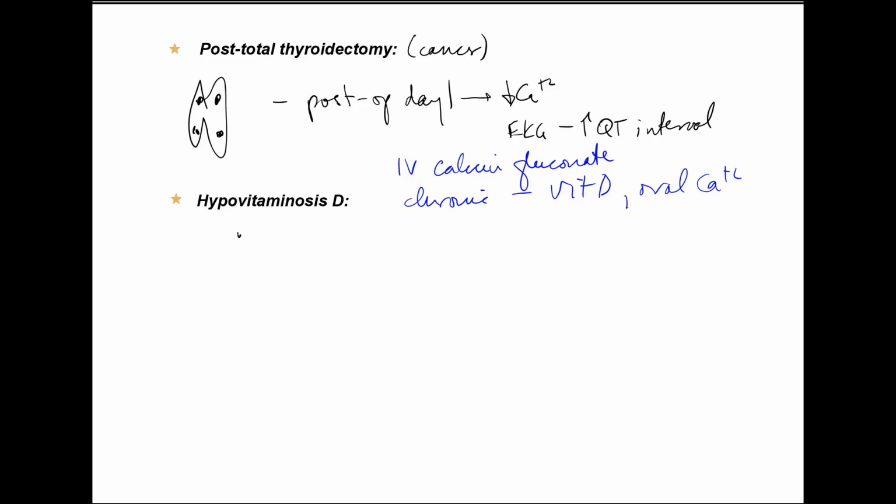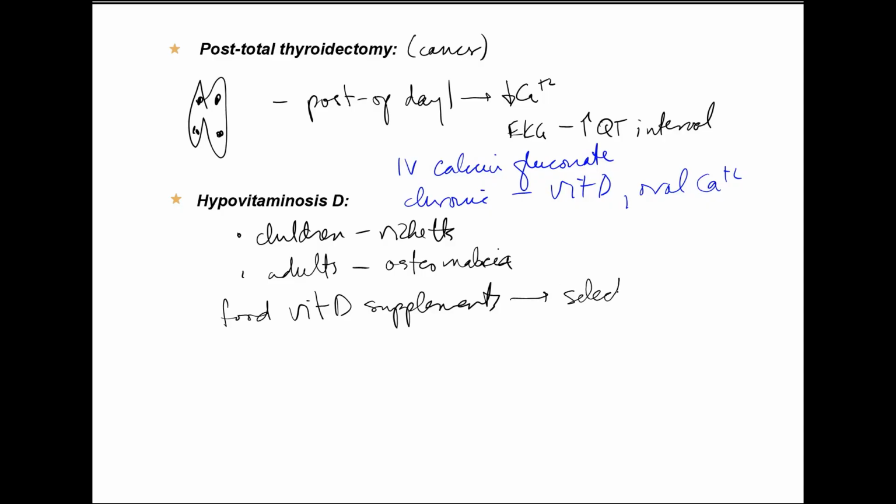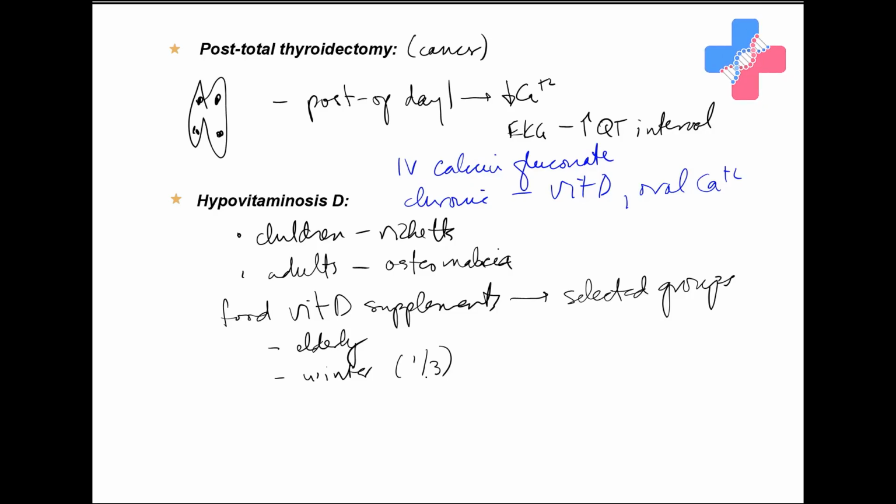Hypovitaminosis D in children is rickets, and in adults, osteomalacia. In modern economies, most of the food has vitamin D supplements, so this is quite uncommon to see now, and it really only occurs in selected groups. One can suspect vitamin D deficiency in the elderly. This is due not only to generally poor diets, but also decreased synthesis from the skin. In the winter, in normal climates, one can generally see vitamin D deficiency in about 1/3 of the population, just because there isn't enough sunlight to create vitamin D from the skin.